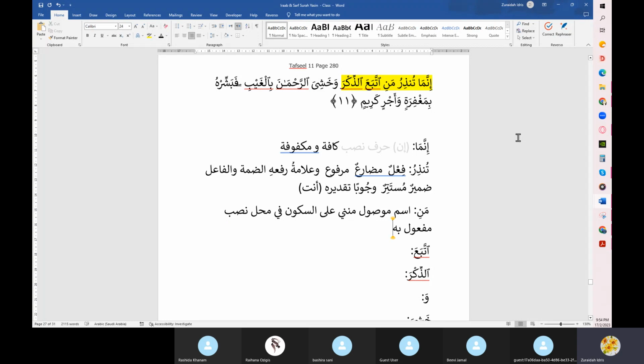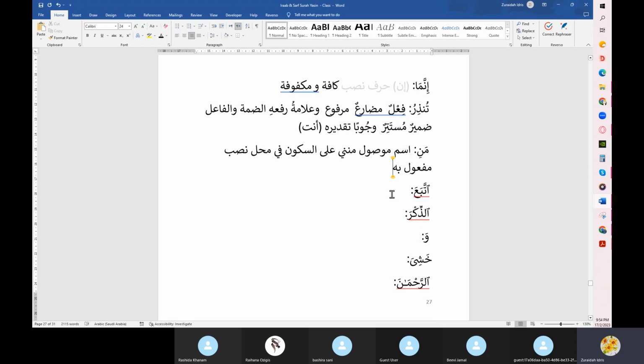Okay. Now let's go on to the next one because this is Isim Mausul. This is the Silah. Yes, the Jumlah, that is the Silah. So can we do the Sarf for this? You like to do Sarf, Alhamdulillah. So here we are. What are the root letters here? Ta, Ba, and Ain. And what family is it? It's family 8. That makes the Madi Ittaba'a. Ittaba'a. Yattabi'u. And the masdar Ittiba'an.